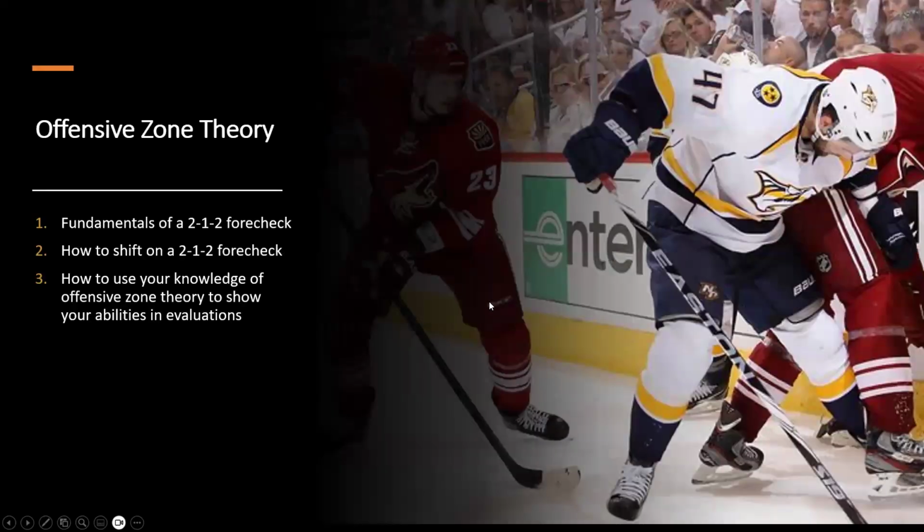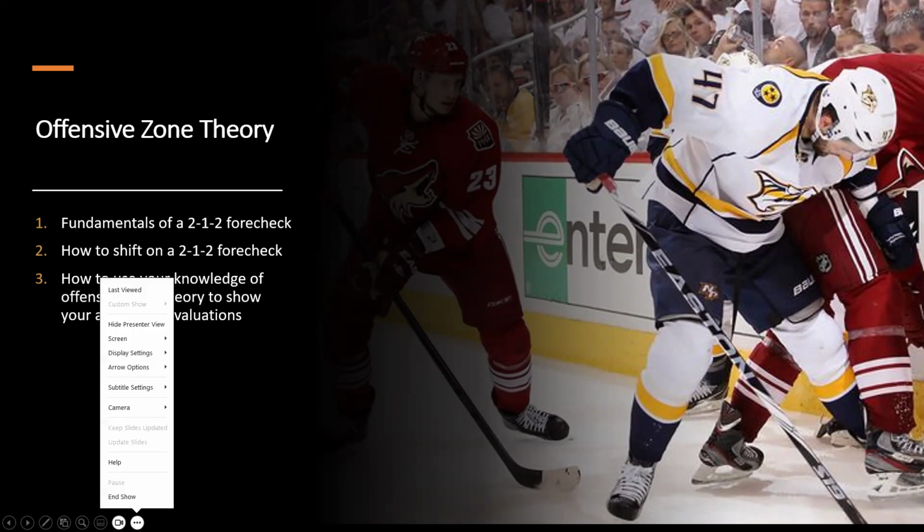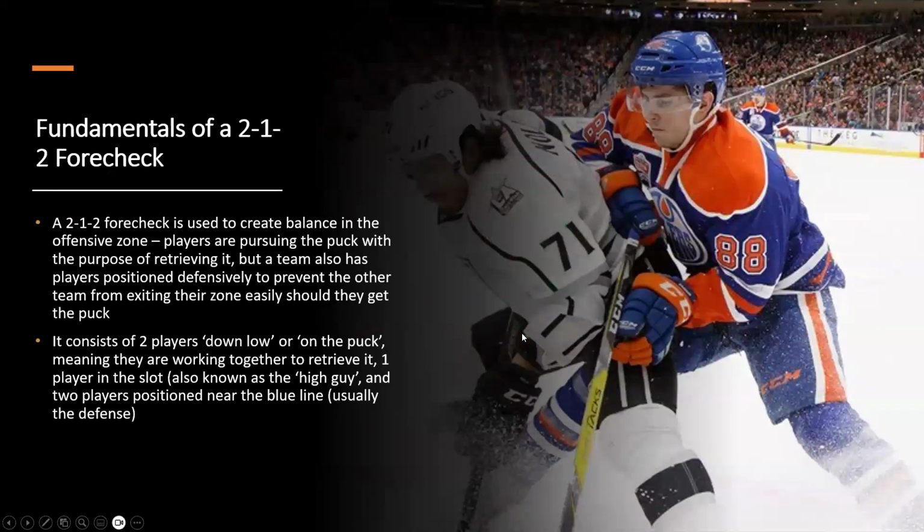So tonight we're going to talk about the fundamentals of a 2-1-2 forecheck. We're going to talk about how to shift on a 2-1-2 forecheck. And then I have this final point of how to use your knowledge of offensive zone theory to show your abilities in evaluations. Here, we're not talking about evaluations. We're talking about being effective in a game situation, right? So what I want to make sure is that you guys are cognizant of what you need to do when you're on the ice to be effective.